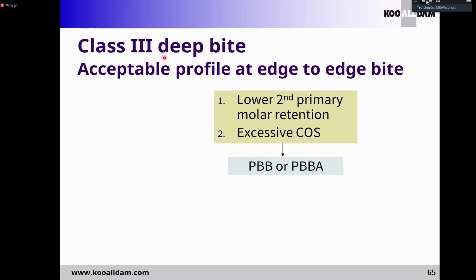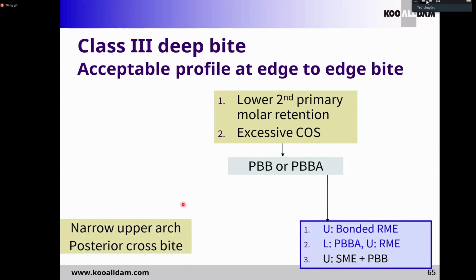In a class 3 patient, at that time, you should check the profile at edge to edge bite. And if the patient has lower second primary molar retention or an excessive curve of Spee, we may use PBB or PBBA. Also, if the patient has a narrow upper arch and posterior crossbite, these are the common appliances I want to recommend.